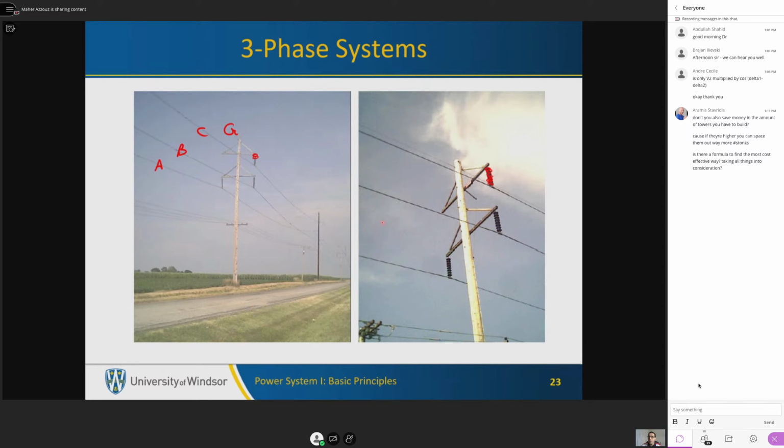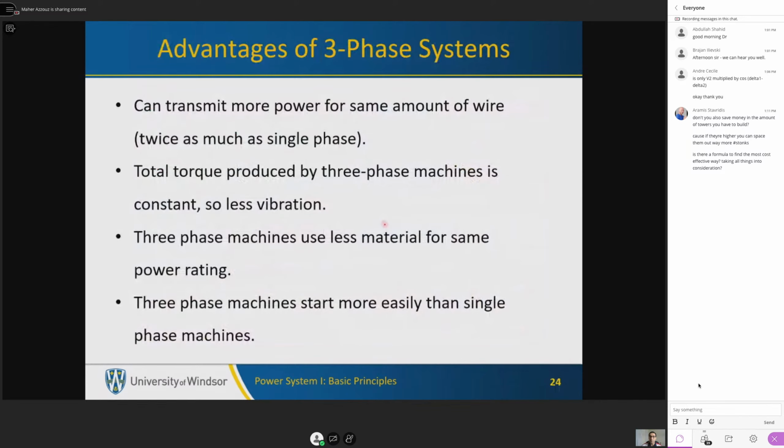So let's discuss the advantages or the benefits of having three-phase systems. We can transfer more power for the same amount of wire, so twice as much as a single phase. What does this mean? If you have a single-phase system, you have a single load, and this is the source. Here we have how many wires? We have one wire, and this is the second one. We have two wires to serve one load. If we have three loads, then we have to increase the cross-section area of the wire, or equivalently add a second wire and then a third wire, like this.